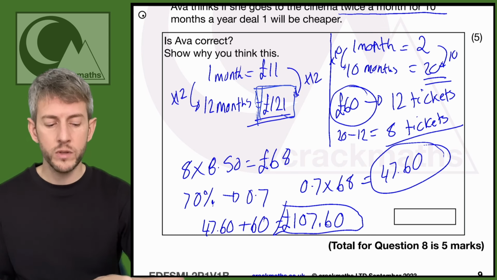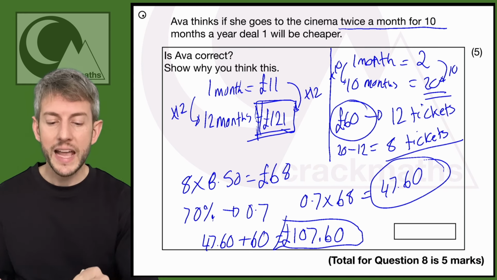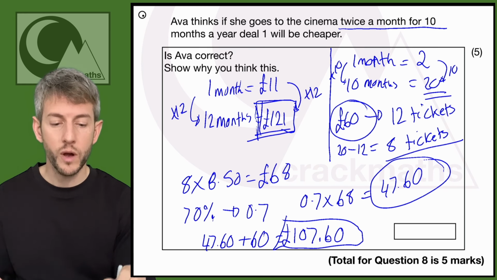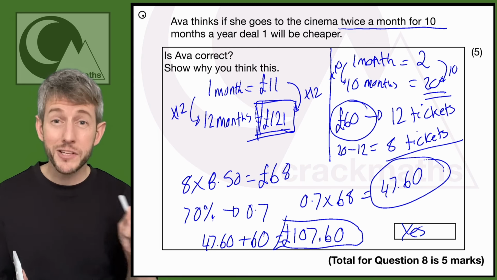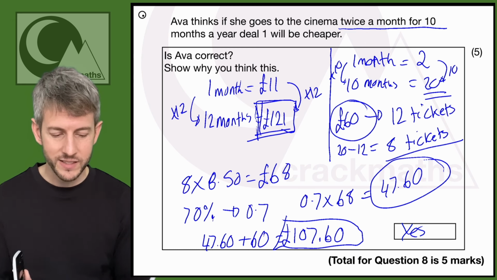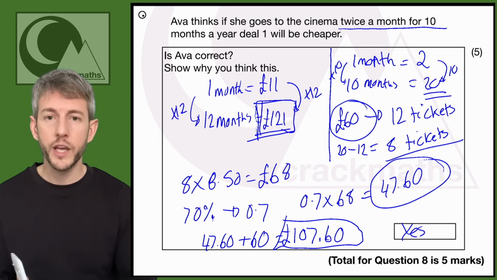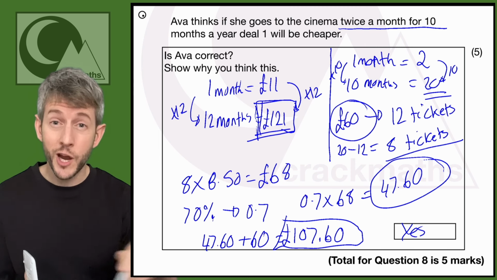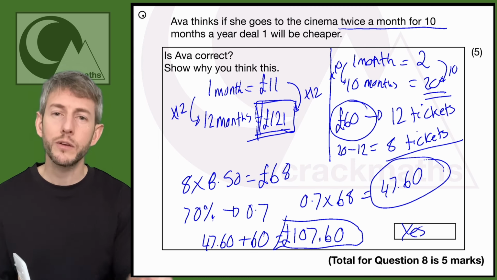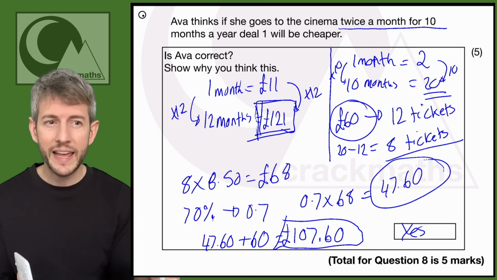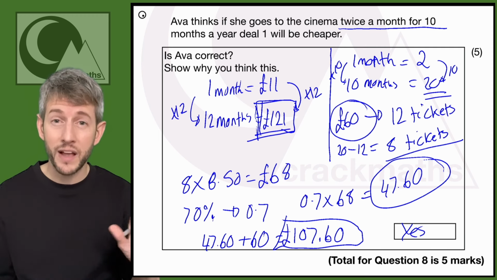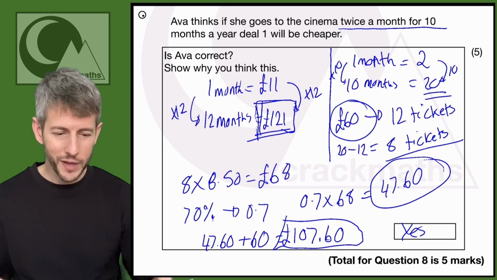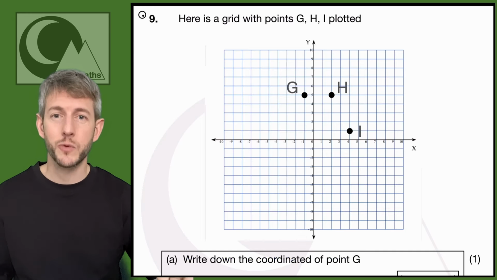So let's see, what did Ava think again? Ava thinks if she goes to the cinema twice a month for 10 months a year, deal 1 will be cheaper. And she's right. She is correct. So we can say yes. Show why you think this. Now, the way that we've shown it is through our working out. So as long as you've written your working out neatly and you can see what's gone on, that is a perfect explanation. Okay, right. Let's now go on to the next question.